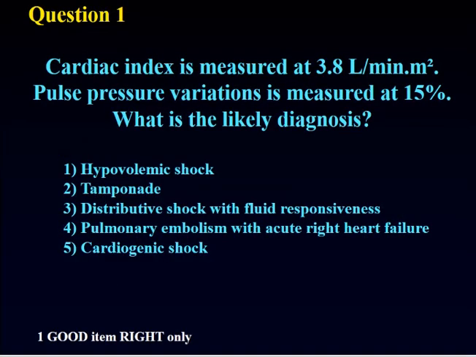So I come to my first question. We measure a cardiac index at 3.8 liters per minute per square meter. We see some pulse pressure variations in this mechanically ventilated patient at 15%. What is our likely diagnosis? Is it hypovolemic shock, tamponade, distributive shock with fluid responsiveness, pulmonary embolism with acute right heart failure, or cardiac shock?